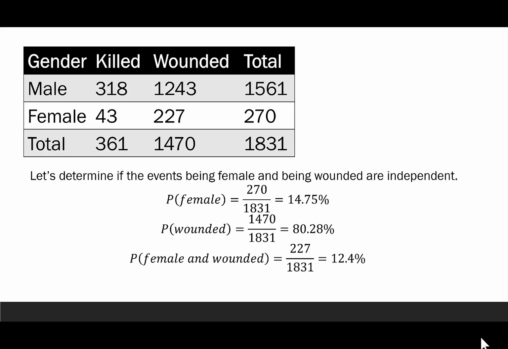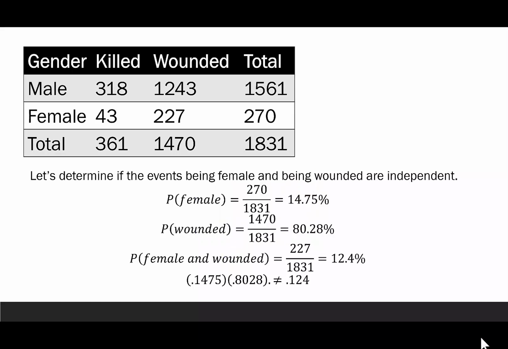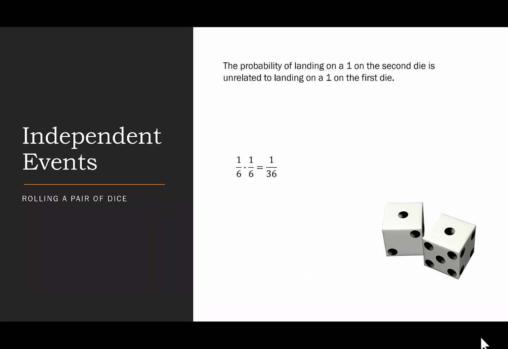To determine if the events are independent, let's multiply the probability of being female times the probability of being wounded and see if it's equal to the probability of being female and wounded. We'll multiply 0.1475 times 0.8028, which is 0.1184. That's not equal to 0.124, which says the events female and wounded are not independent. Let's talk about what an independent event might look like.